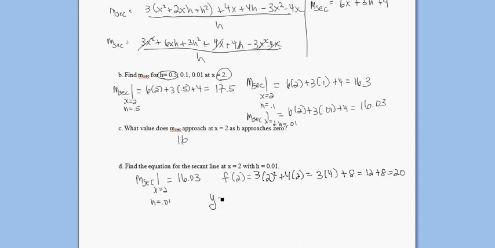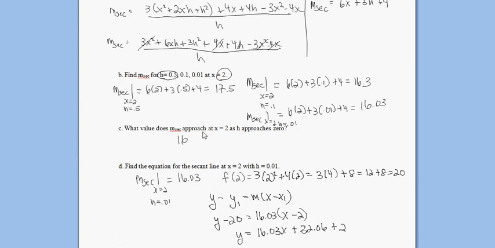So using our point slope, we get y minus 20 equals 16.03 times (x minus 2). So I get 16.03x minus 32.06 plus 20. That's a minus, sorry. Plus 20. So the equation of my secant line that goes through those two when h is 0.01, not when h is 0, is y equals 16.03x minus 12.06.